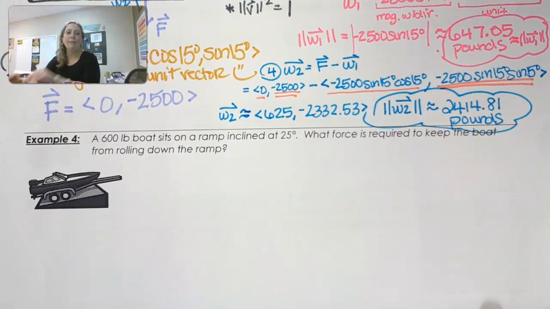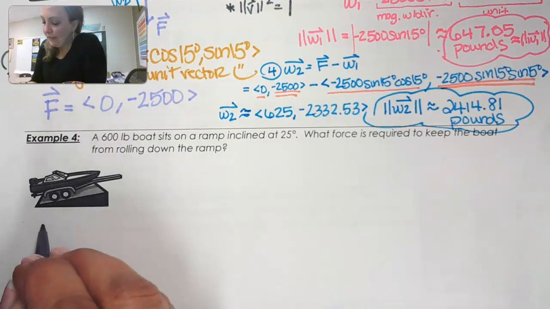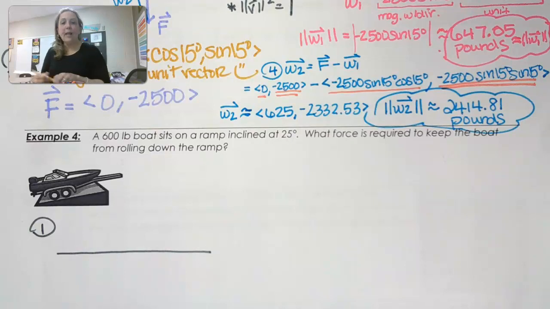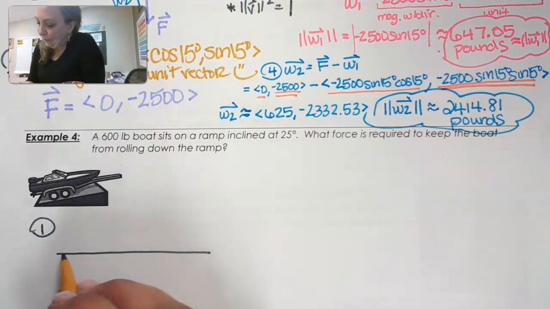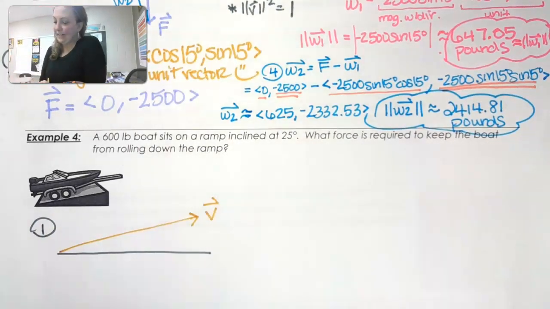It says a 600-pound boat sits on a ramp inclined at 25 degrees. What force is required to keep the boat from rolling down the ramp? Well, this one's super nice because all we have to do is find our W1. But we'll start everything the same way. I have my horizontal. And now I'm going to draw my ramp, okay? And so this is my ramp vector V.